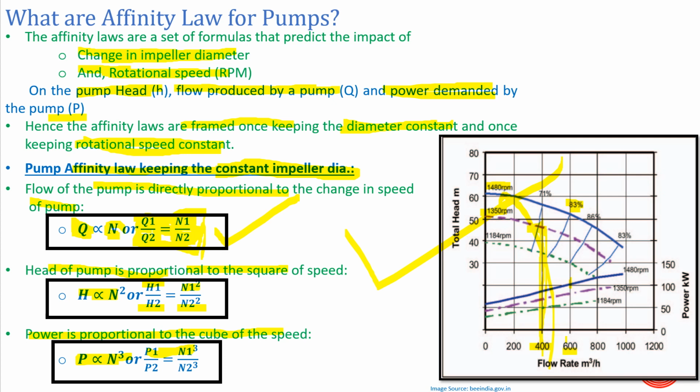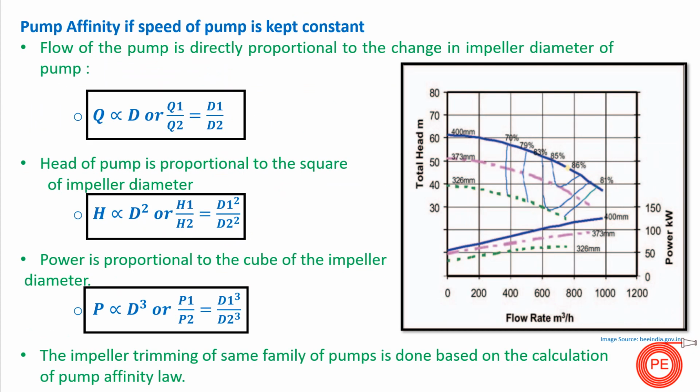Moving on to the next, let's see the impact of the pump affinity law keeping the rotational speed constant. When the rotational speed is constant, we have a similar relation for flow, head and power, while keeping the impeller diameter as the variable. Flow of pump is directly proportional to the change in impeller diameter. Hence whenever I change the impeller diameter, the same change can be seen in my flow also. So Q1 by Q2 is equal to D1 by D2.